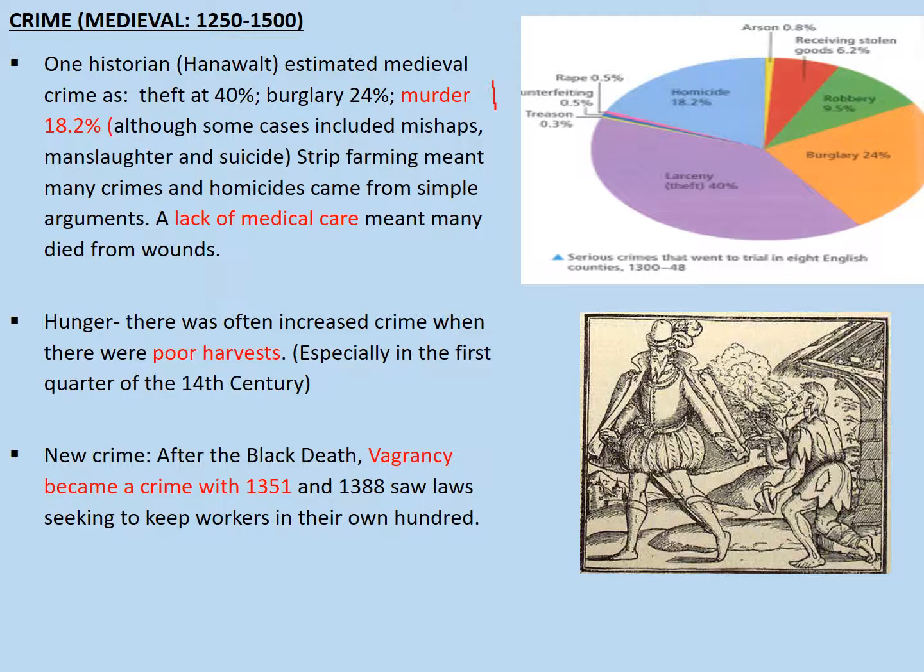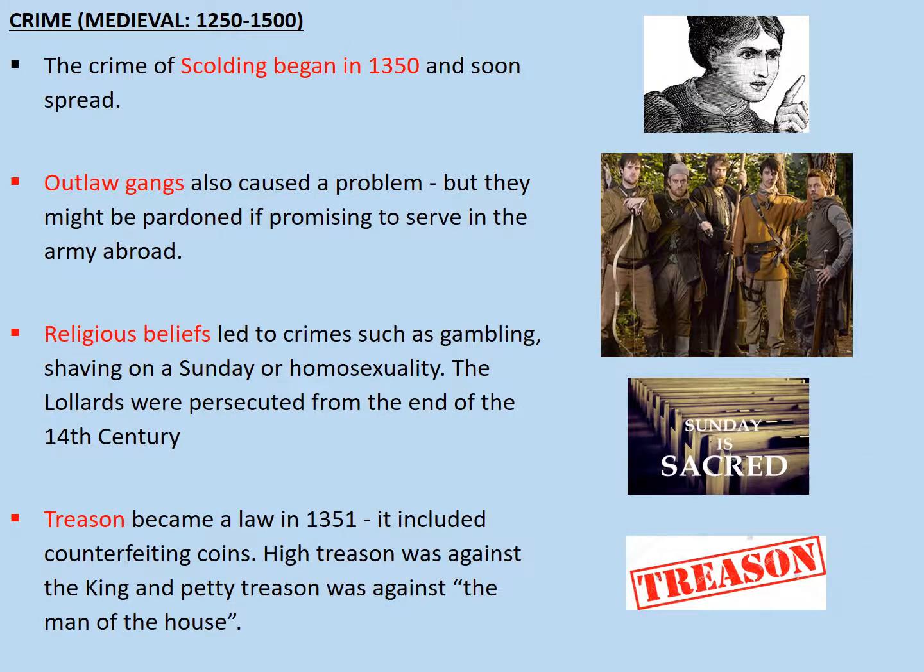Hunger is a major issue because of the poor harvests. And as a result of that, particularly after the Black Death, we get vagrancy becoming a crime after 1351 as people travel from place to place, trying to get the better deal, trying to get more money, trying to survive, and at the same time the hierarchy, the nobility, seeing it as something they'd feared, something that causes problems within their structured society. The crime of scolding is an increasing issue at this point. Because we've got poverty, outlaw gangs become a problem.